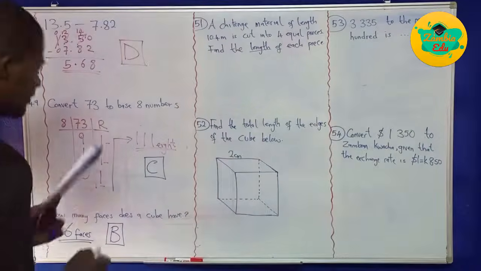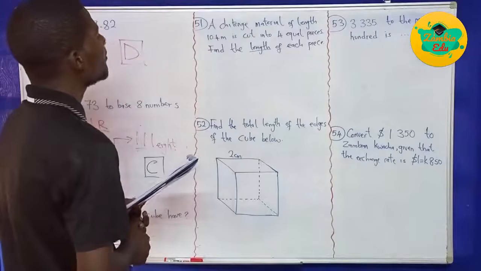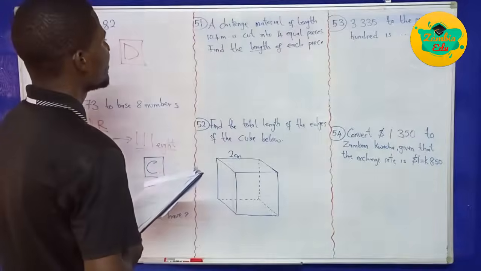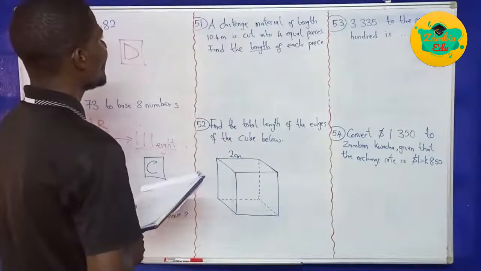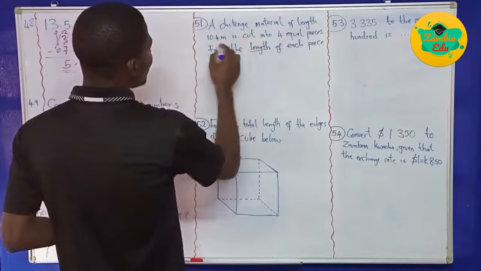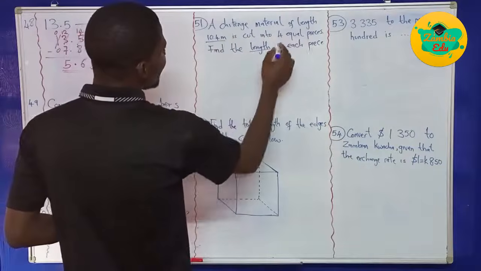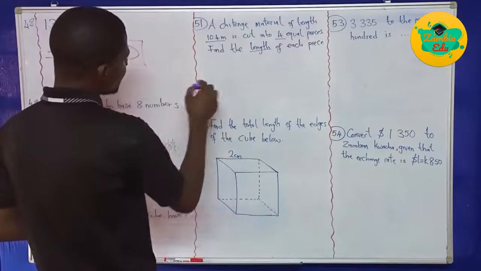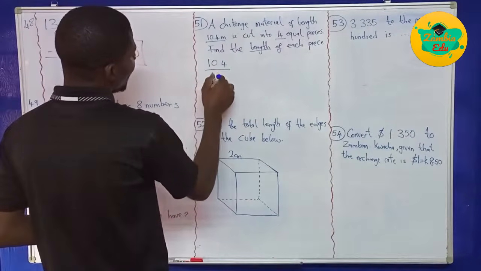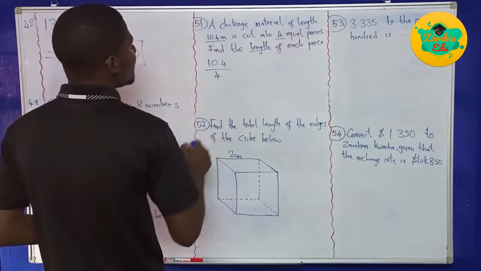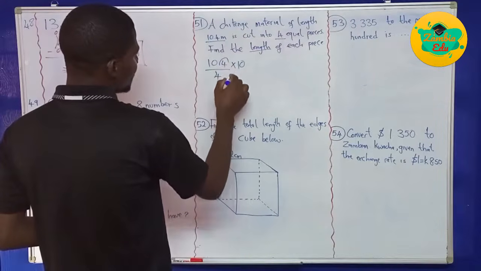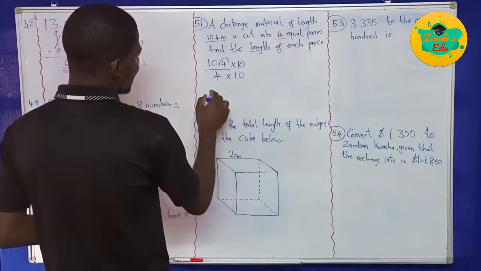We go to 51. 51 says a rectangle material of length 10.4 m is cut into 4 equal pieces. Find the length of each piece. So we are told that a rectangle material has a length of 10.4 meters and is cut into 4 equal pieces. So what we are looking at there is 10.4 over 4. So for us to be able to solve that, we say times 10 because of one decimal place and also at the bottom times 10.